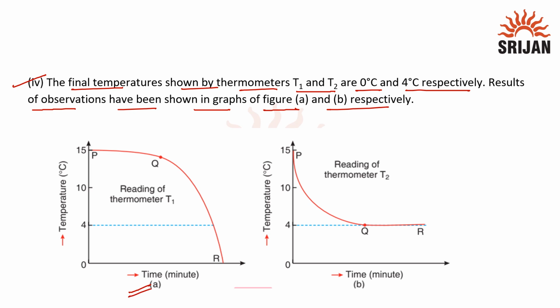Here we have figure A and here we have figure B. On the x-axis we have taken time in minutes and on the y-axis we have plotted temperature. In graph A we have the reading of thermometer T1 and in graph B we have the reading of thermometer T2. We can observe in figure A that the temperature of thermometer T1 was constant at 15 degrees Celsius and then it gradually decreased to 0 degrees Celsius. In graph B, we can observe that the temperature was at 15 degrees Celsius and it gradually decreased and became constant at 4 degrees Celsius.